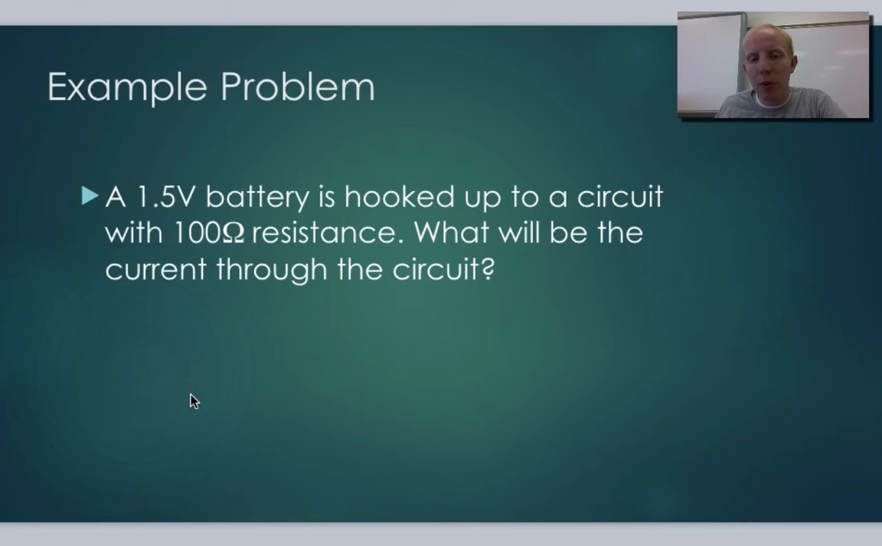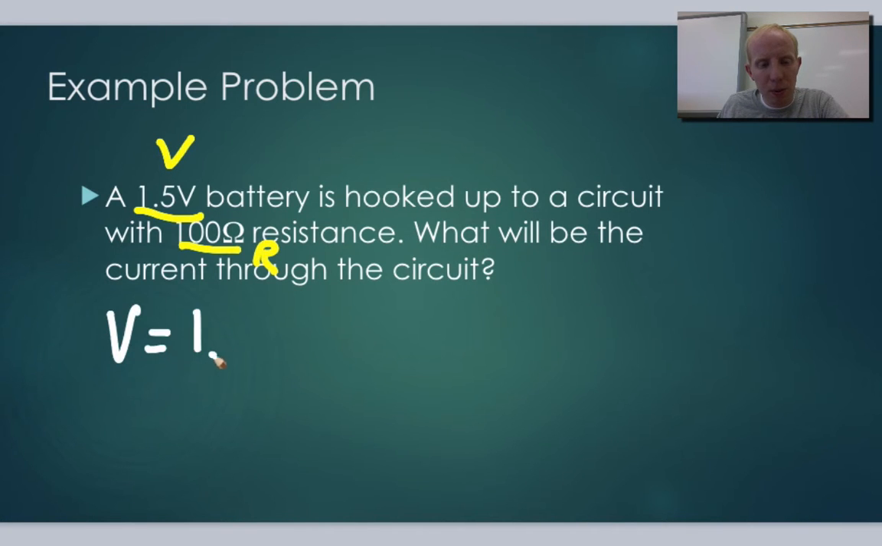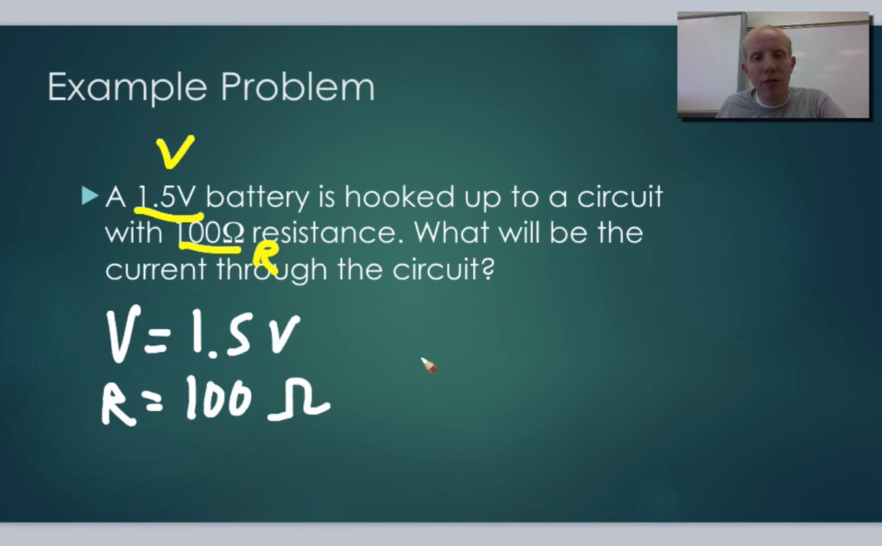So we have a 1.5 volt battery, like a AA battery, and it's hooked up to a circuit with 100 ohm resistance. What will be the current through the circuit? In this case, we know the voltage and we know the resistance, R. So we have voltage is 1.5 volts, resistance is 100 ohms. So we're trying to find the current.